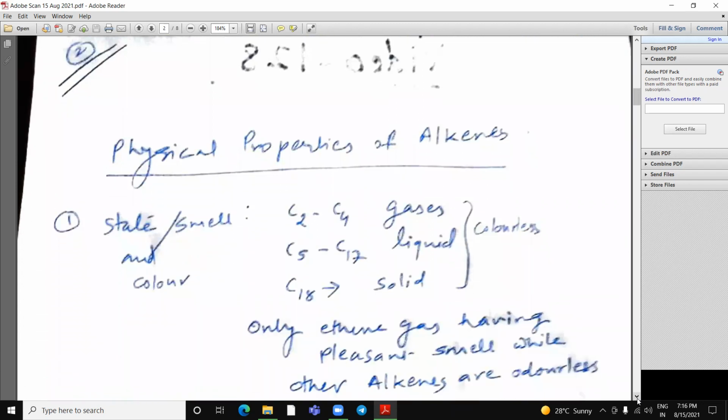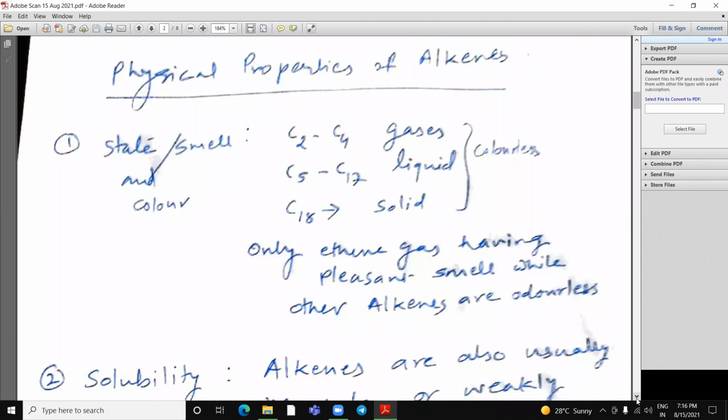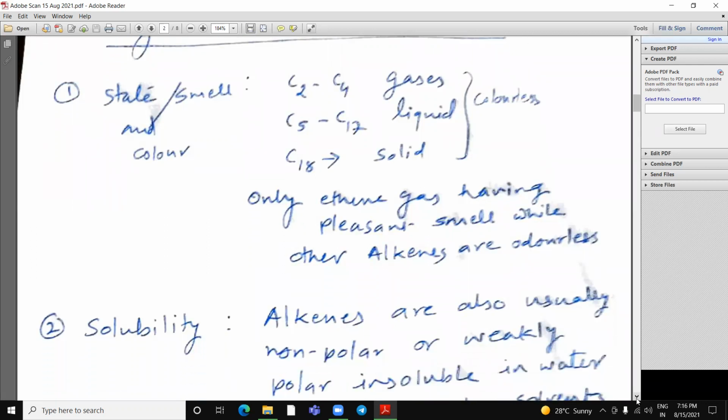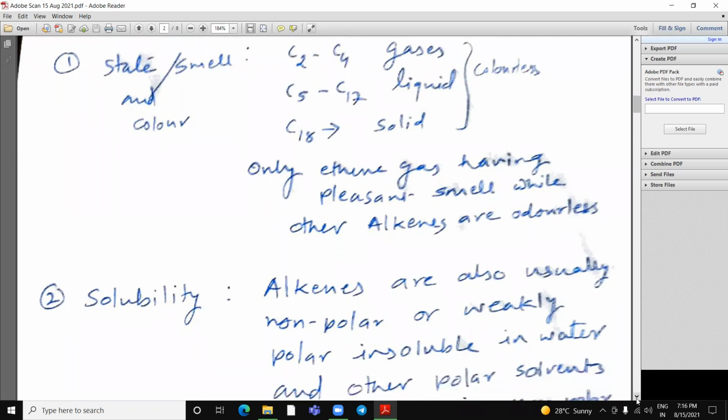Physical properties of alkenes. State, smell and color. C2 to C4 alkenes are gaseous, C5 to C17 are liquid, C18 onwards are solid, and all of these alkenes are colorless. Smell: only ethene gas has a pleasant smell, while other alkenes are odorless.